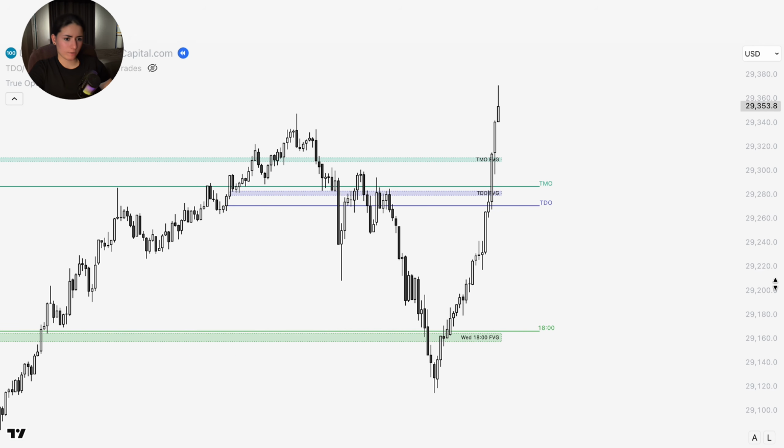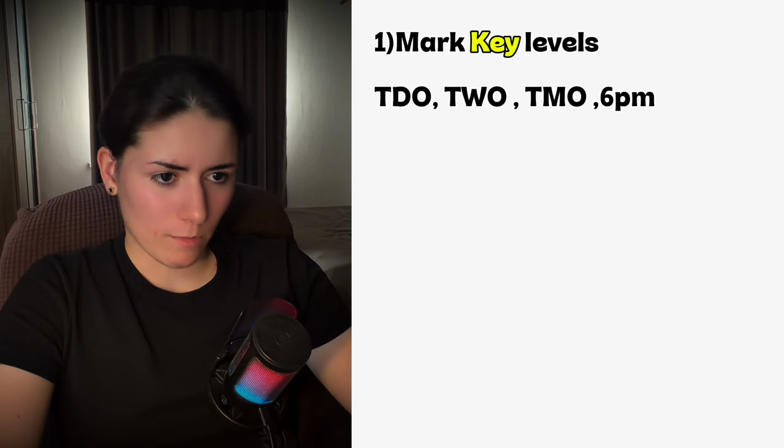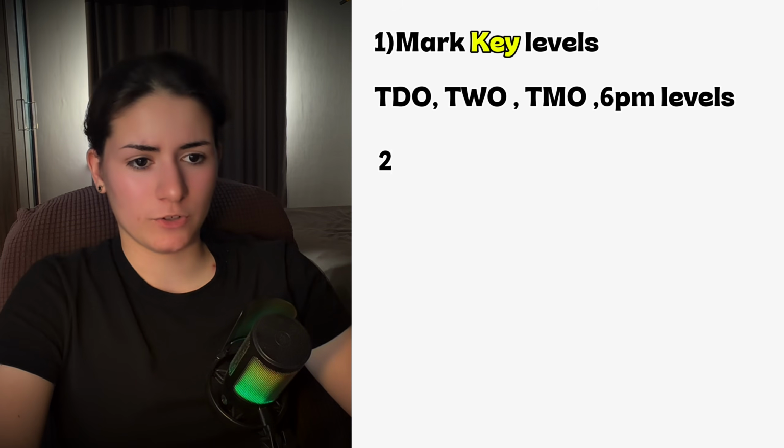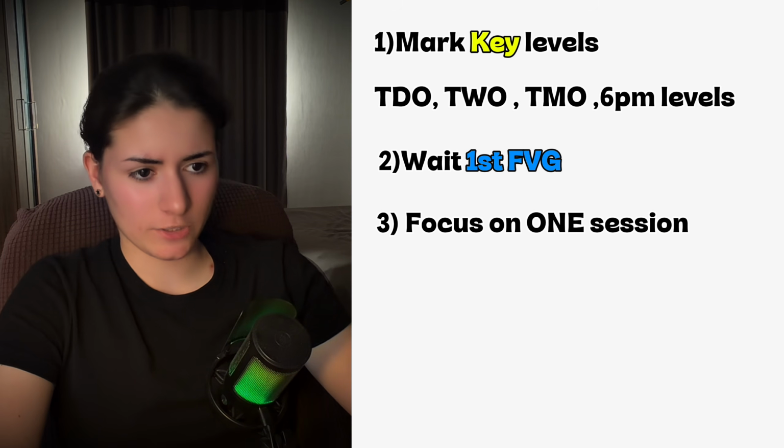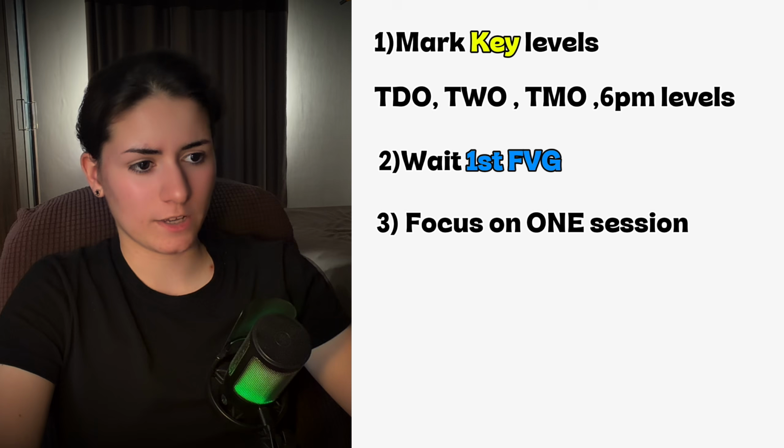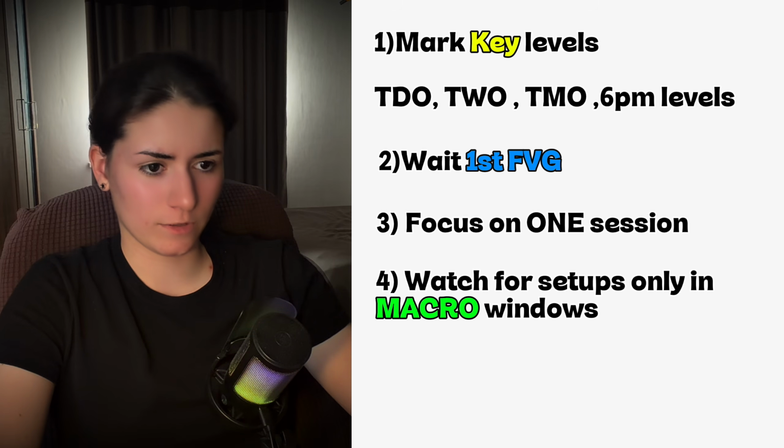We are going to break down all of this information throughout this course and in upcoming videos. So let's say one more time: mark these levels, wait for the first FVG, pick just one active session, and watch how the price acts strictly inside the macro windows. I'm not forcing you to buy anything, and you don't need any kind of magic indicators.